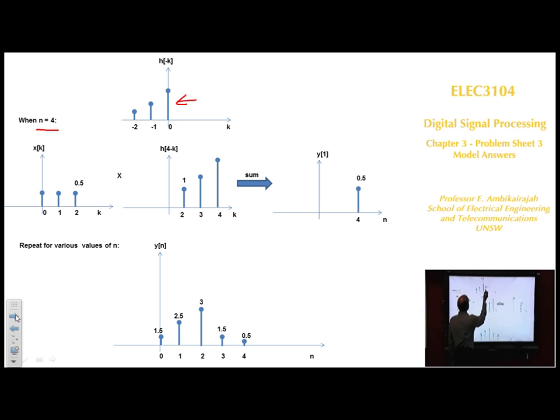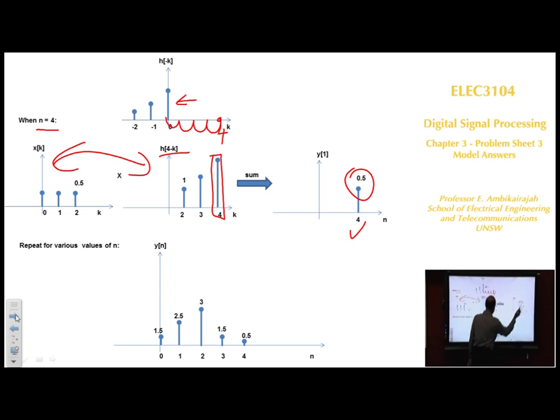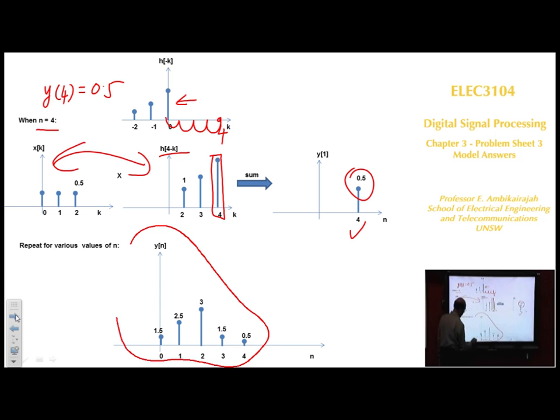h(minus k), with 4, means you're going to shift 4 times: 1, 2, 3, 4. That will come to the 4th position here, and that's 4 minus k. Now you multiply these two and add them. You get 0.5 at that point. So you can say that y4 is equal to 0.5. Eventually when you execute for all of them, that's your final output.